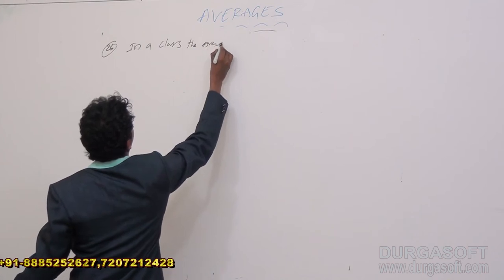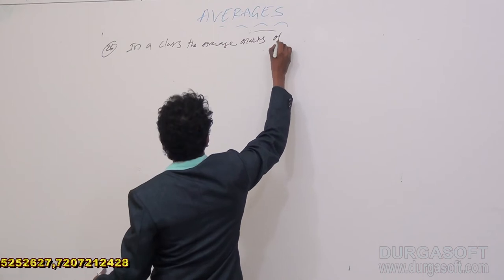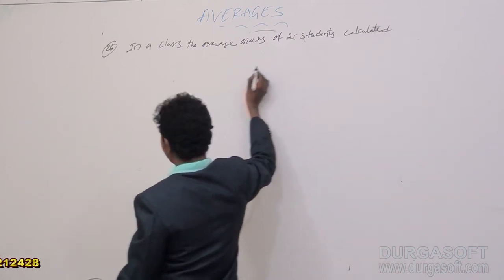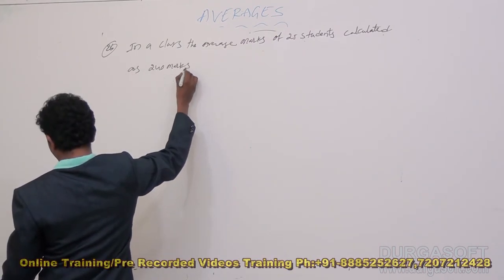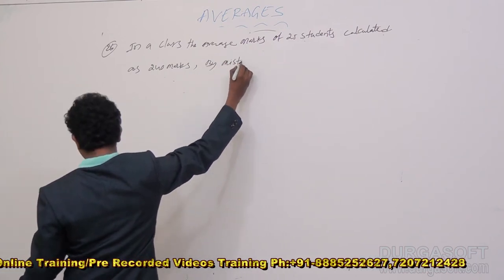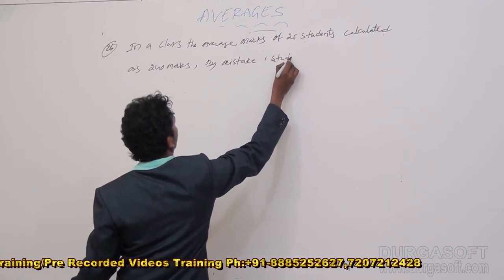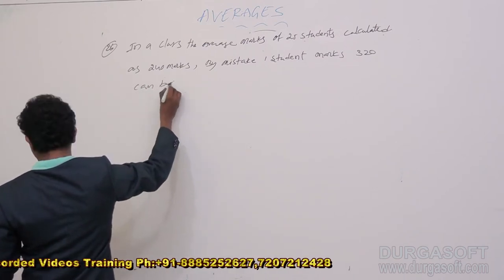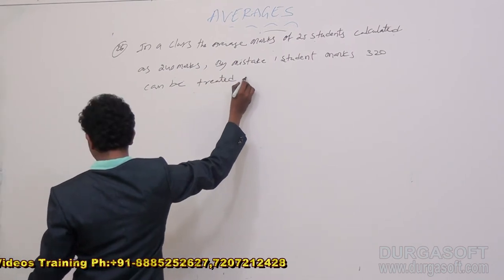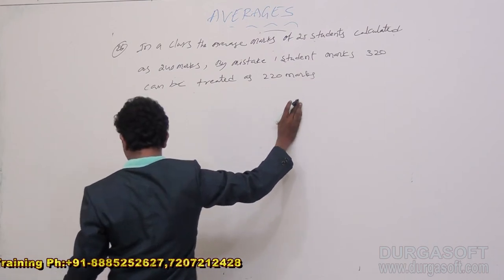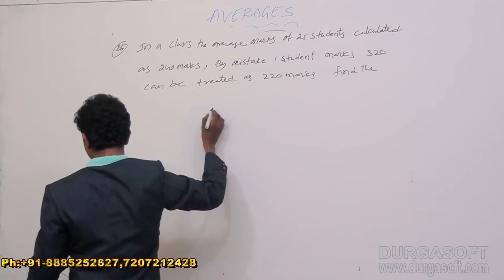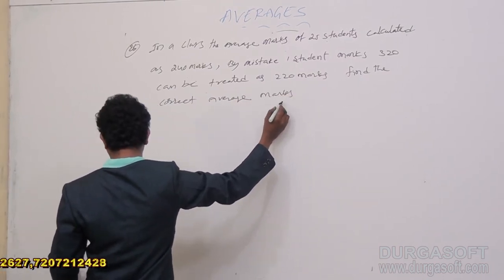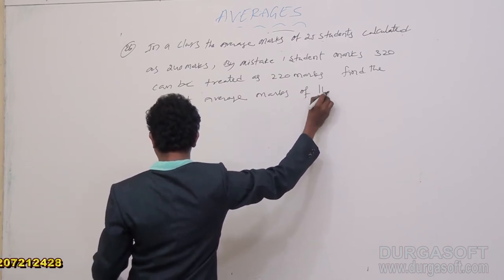In a class, the average marks of 25 students is calculated as 240 marks. By mistake, one student's marks of 320 were treated as 220 marks. Find the correct average marks of the class.